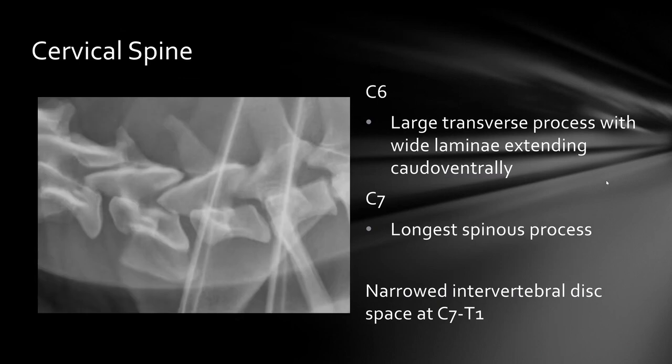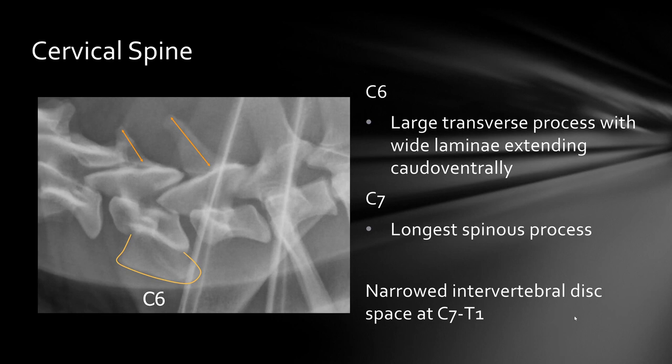Moving to the caudal cervical spine normal anatomy, there are also some anatomic peculiarities. C6, the sixth cervical vertebra, has, instead of normal transverse processes, wide laminae that extend caudally and ventrally. They're perfectly superimposed on this radiograph, but there are 2 of them, one on each side. And C7 has the longest spinous process of the cervical vertebrae. This is before you hit the thoracic spine, where, of course, you have very long spinous processes.